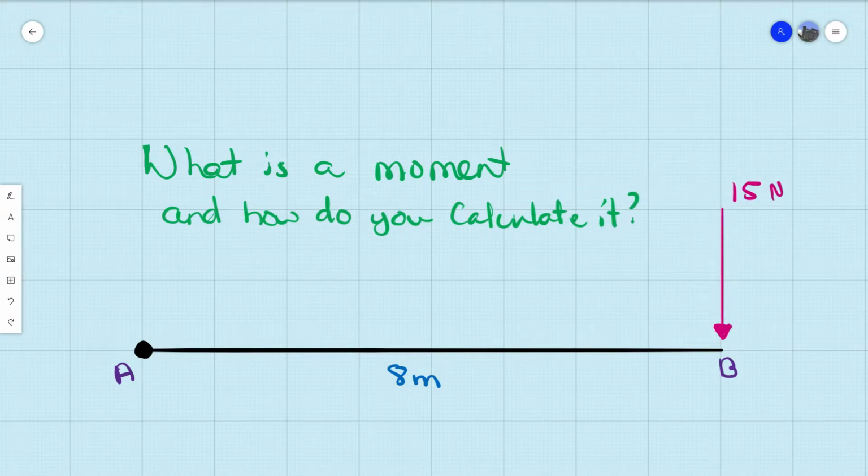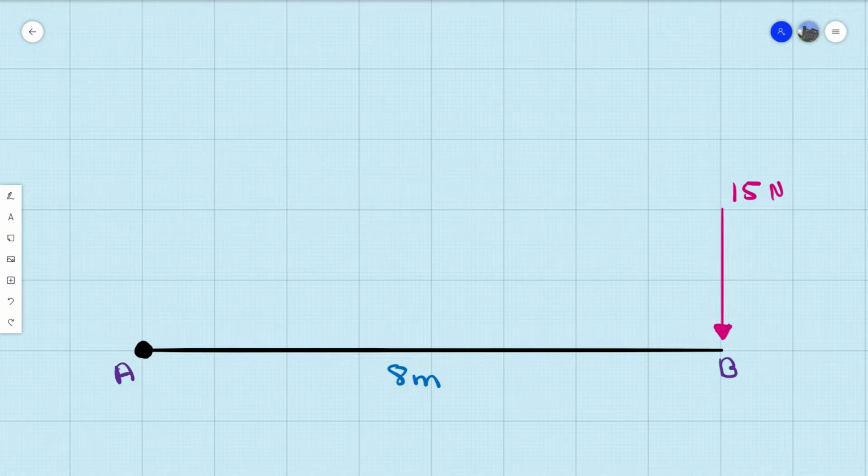Hello and welcome! In this video, I'm going to briefly be talking about what a moment is and how to calculate it. Now, I have a very basic example here to start off with because I'm going to talk about the kind of theory behind it before we get into the actual math.